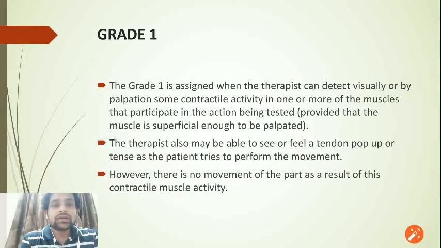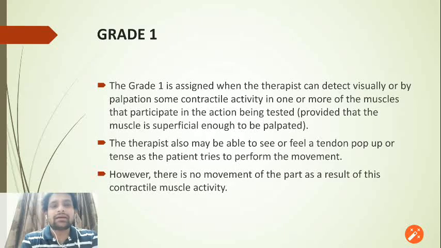Next, grade 1. Grade 1 is assigned when the therapist can detect, visually or by palpation, subtle contractile activity in one or more of the muscles that participate in the action being tested, provided the muscle is superficial enough to be palpated. The therapist also may be able to see or feel a tendon pop up or tense as a patient tries to perform the movement. However, there is no movement of the part as a result of this contractile muscle activity.